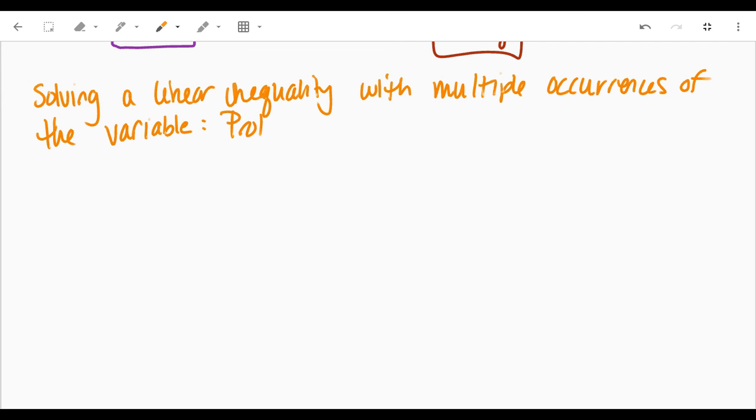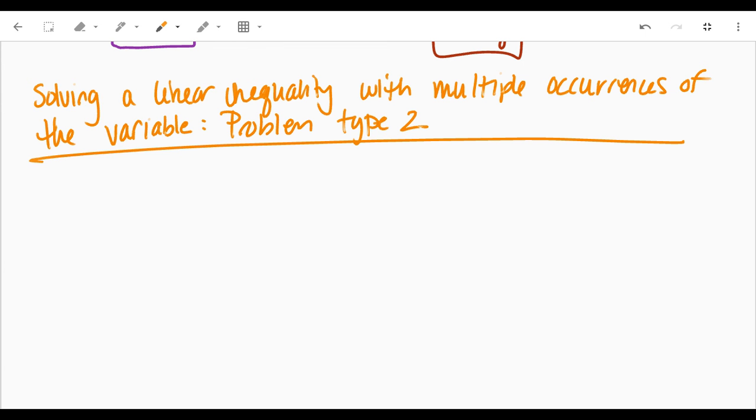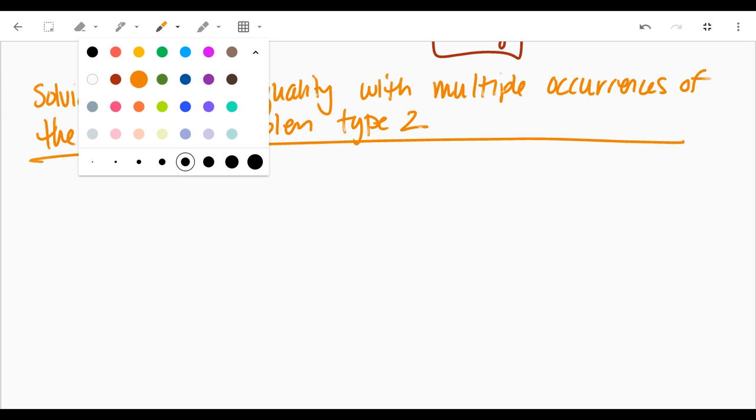Problem type 2. Okay, so they just kind of keep adding more steps here for us. Just another layer of algebra that you guys can definitely handle. You guys got this, okay?